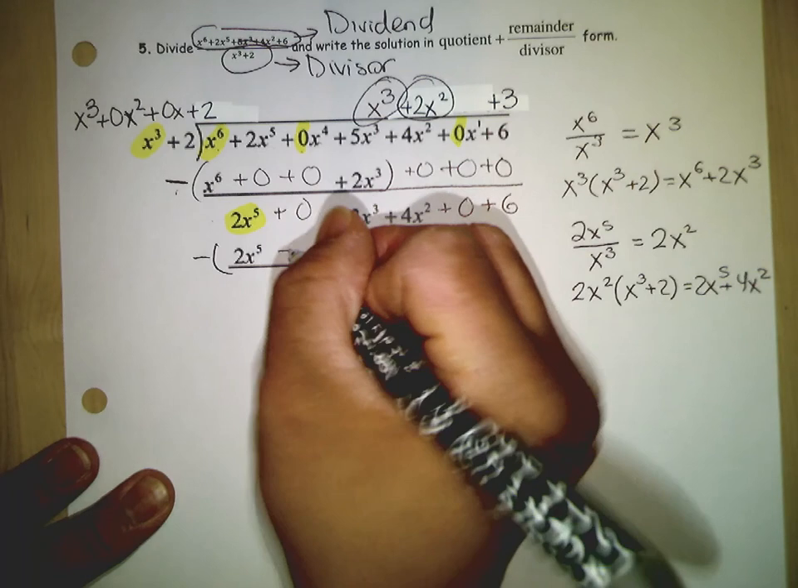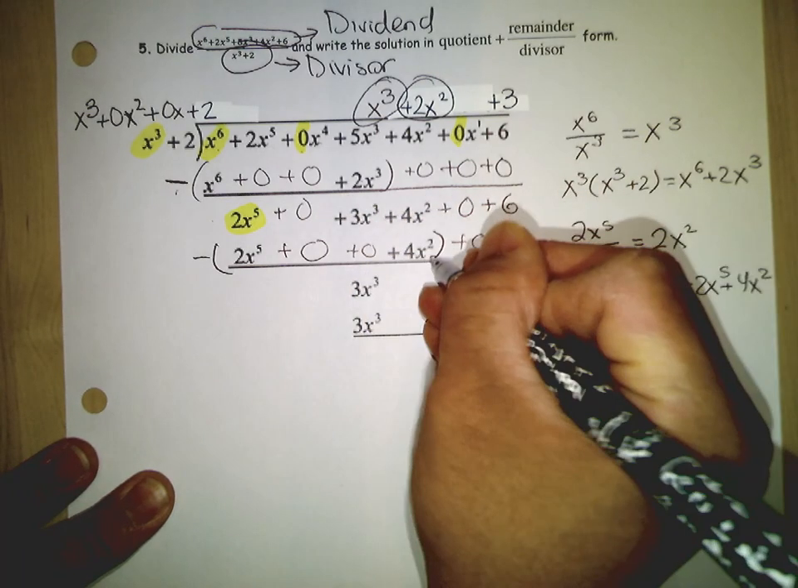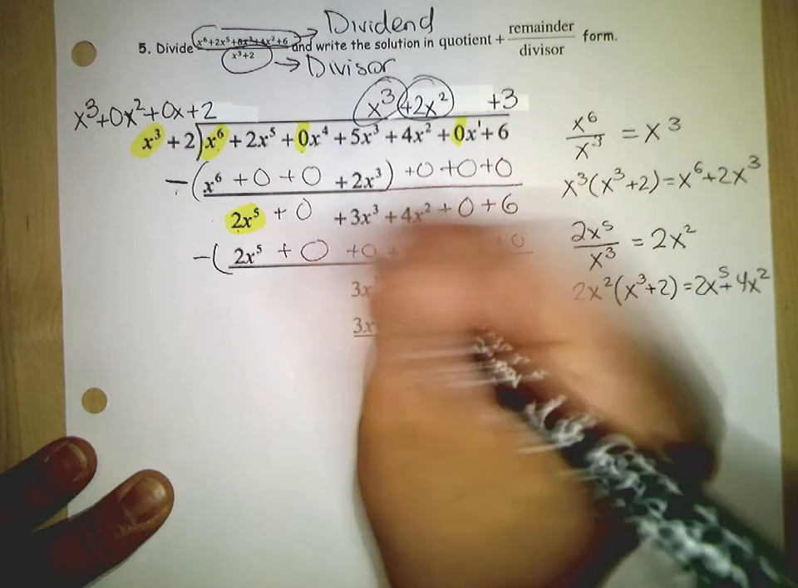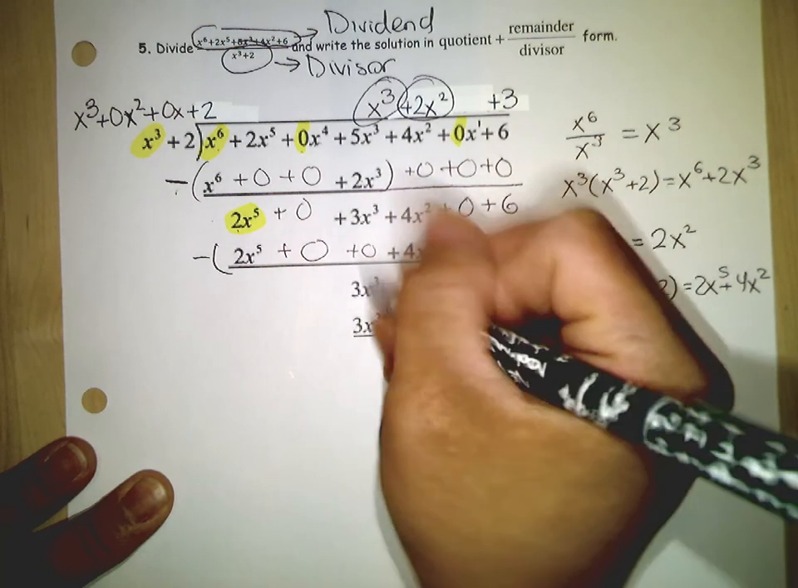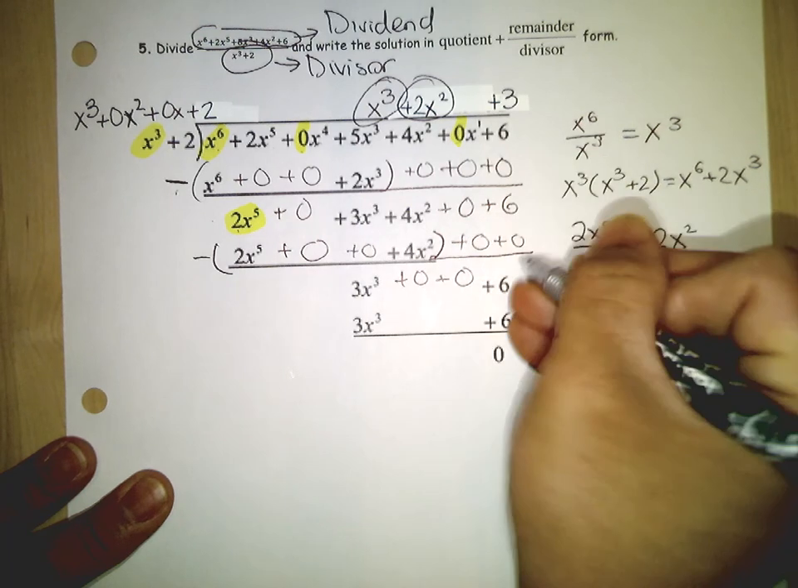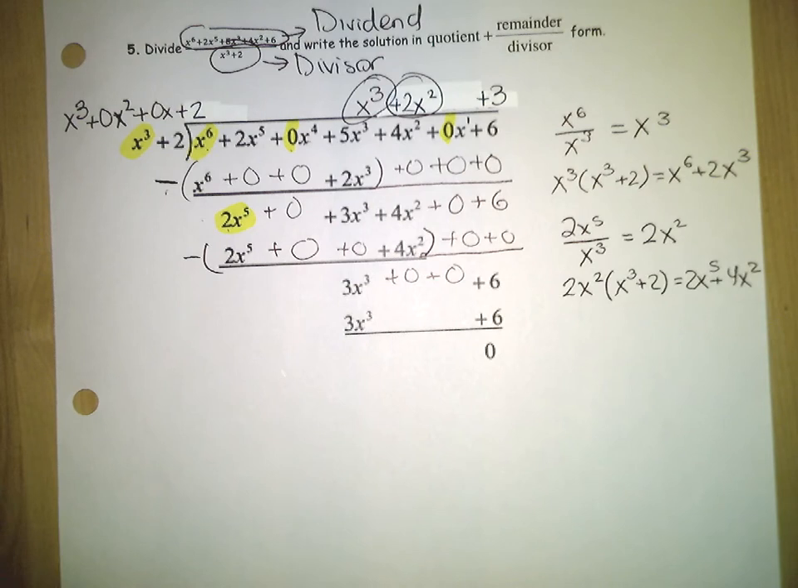All right. So I will write in all the zeros just so that you can see this easier, hopefully. But 2 minus 2, 0. 3 minus 0, 3. So 3x to the 3rd plus 0, and then 6 minus 0, 6. So then I look at the leading terms again.